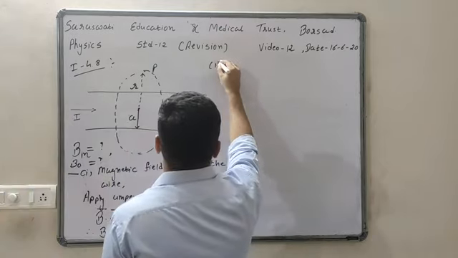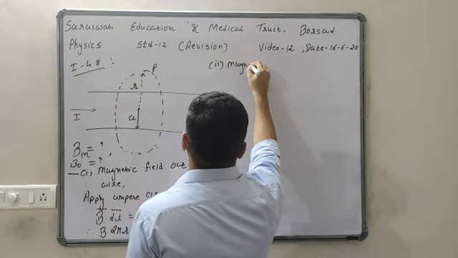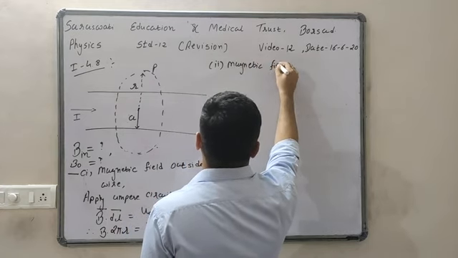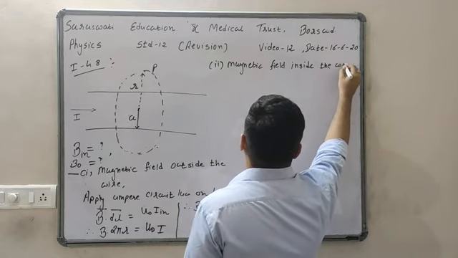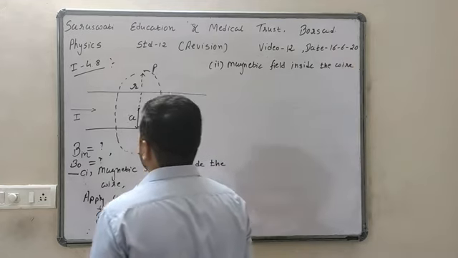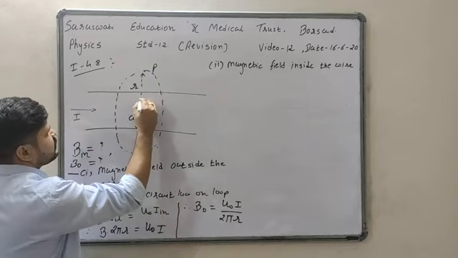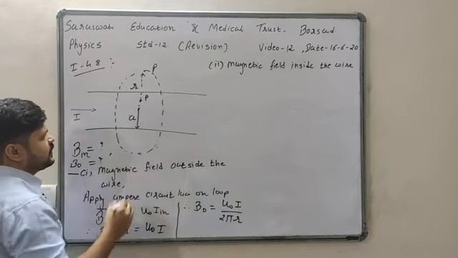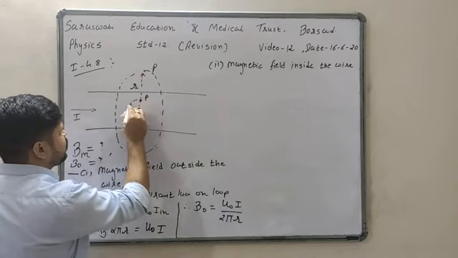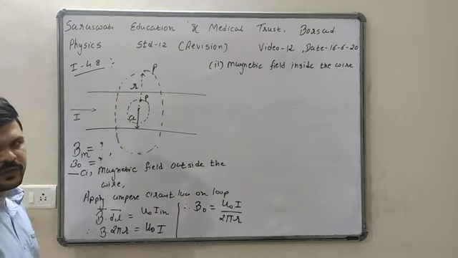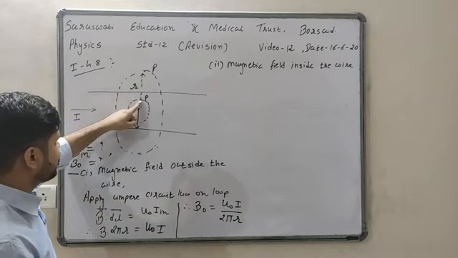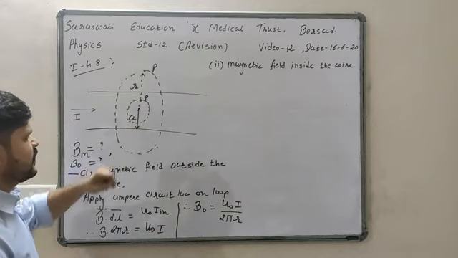Now the second case, magnetic field inside the wire. See how can we find the magnetic field inside the wire? Suppose again there is a point P inside the wire. So first of all, draw the Ampere loop that is passing through point P. Okay, so we have made one Ampere loop passing through point P.